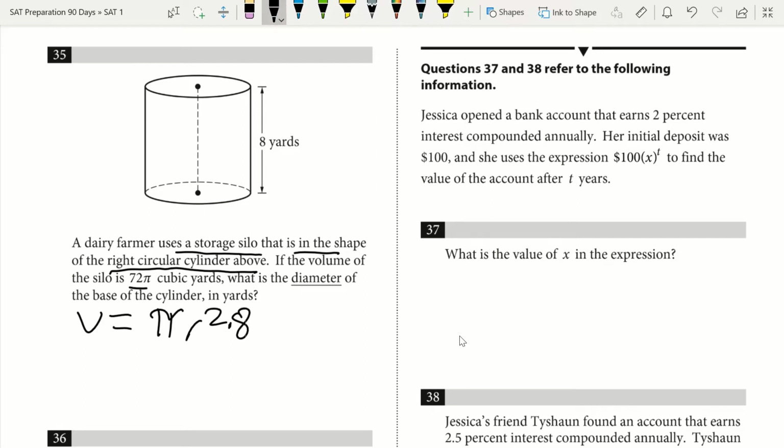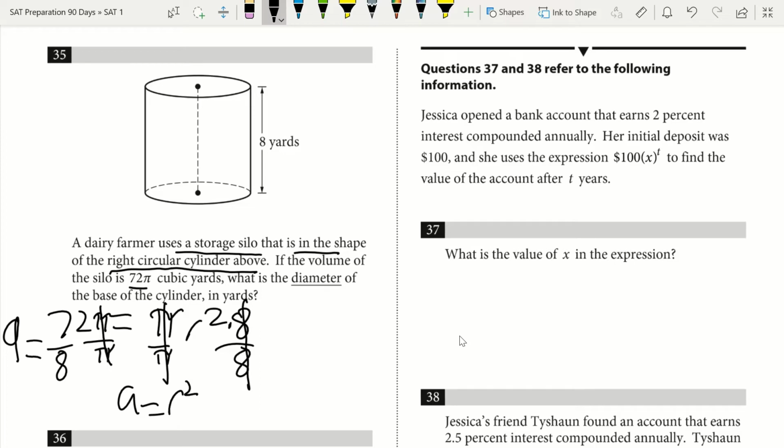We know that our volume is going to equal 72 pi, so we'll put that in for volume. We know that our pi's are going to cancel when we divide each side by pi. Okay, they cancel. We know that we're going to have r squared times 8, so we'll divide each side by 8. 72 over 8 is going to give me 9. So that's going to give me 9 equals r squared.